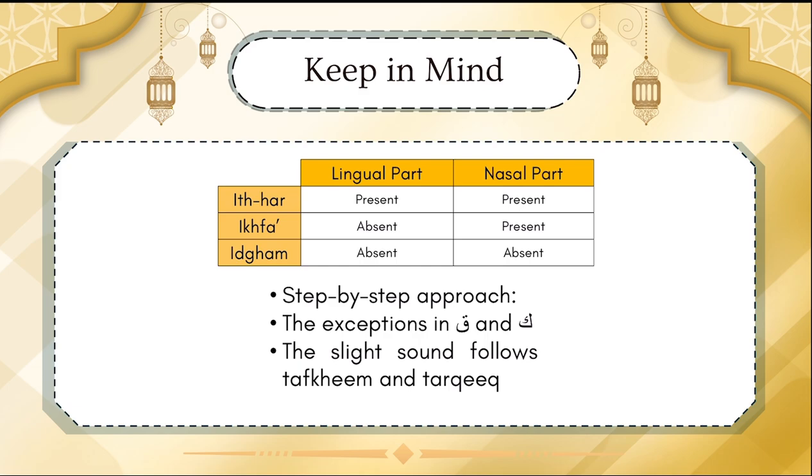In idgham, both are absent. Both are absent, like for example, allam, right? Allam. There's no ghunna and there's no noon, right? The reason why in mimman there's a ghunna, it's because the ghunna is coming from the mim, not from the noon. It's coming from the second letter, okay? So in idgham, the nasal part and the lingual part of the first noon are gone. In idhar, the nasal part and the lingual part of the first noon is present.